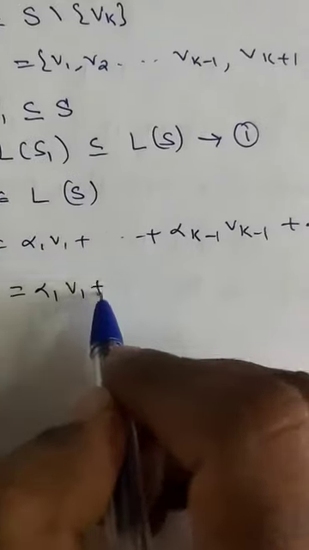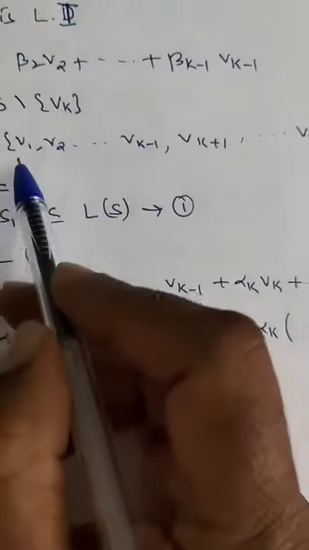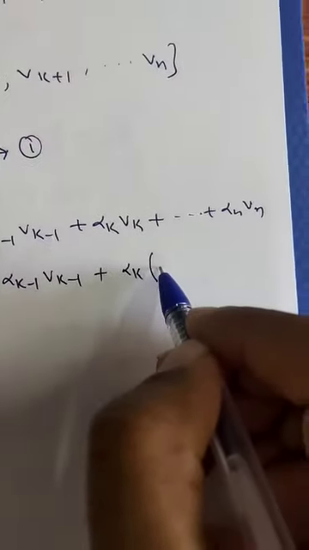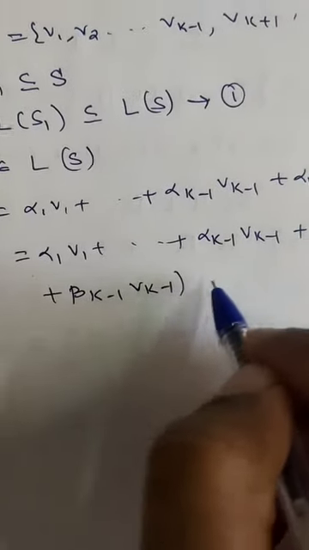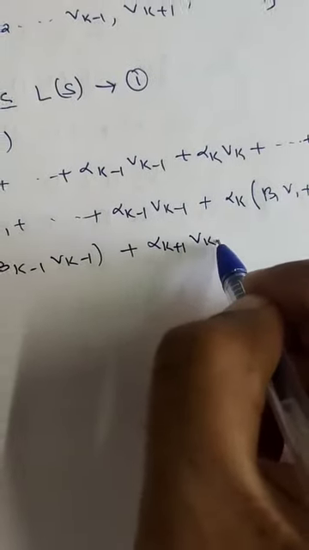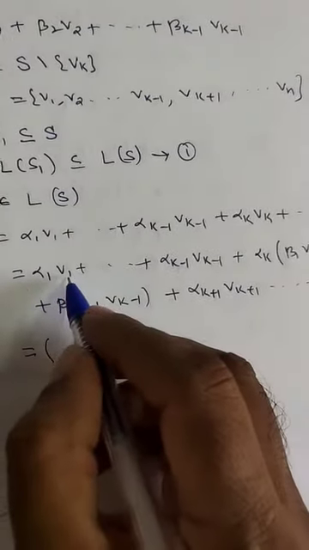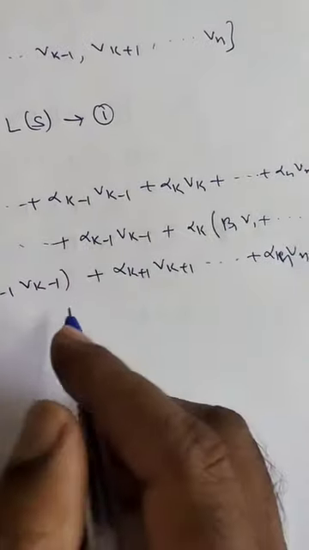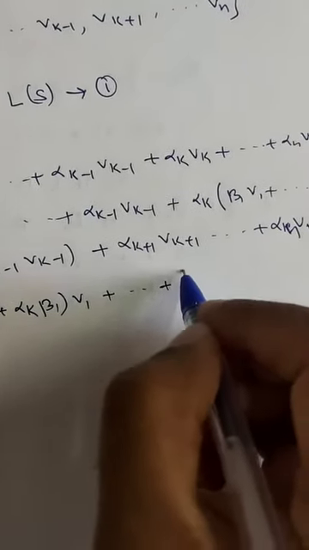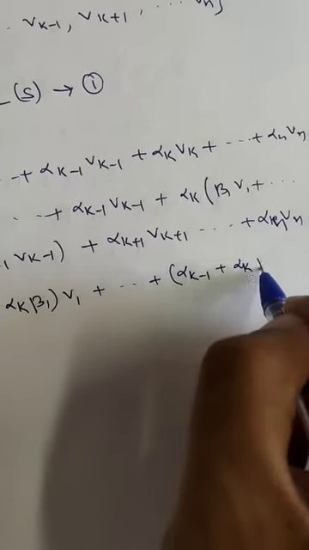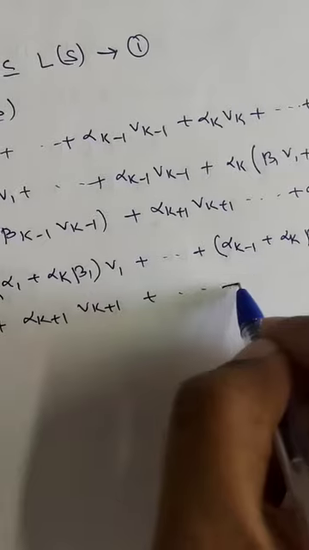So this is equal to alpha 1 V1 and so on, alpha k minus 1 Vk minus 1 plus alpha k into, in place of Vk, since Vk is a linear combination of preceding ones, I write the value of Vk here. So alpha k into beta 1 V1 and so on, beta k minus 1 Vk minus 1. Next, as usual, alpha k plus 1 Vk plus 1 and so on, alpha n Vn. Now alpha 1 V1 is also here and alpha k beta 1 times V1 is also here, so you combine those. So alpha 1 plus alpha k into beta 1 into V1 and so on up to k minus 1 terms: alpha k minus 1 plus alpha k into beta k minus 1 into Vk minus 1. The next element as usual, alpha k plus 1 into Vk plus 1 and so on, alpha n Vn.